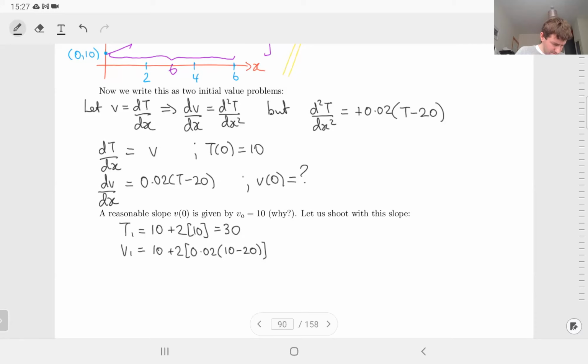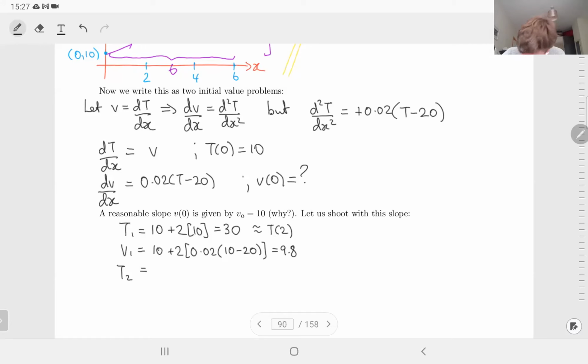10 plus 0.02 times minus 10. It comes in as 9.8. Well, we'll just keep going. Is there anything interesting to say here? No. We'll go again. So T2. That's what this is: our approximation to what's happening with the temperature at 2.